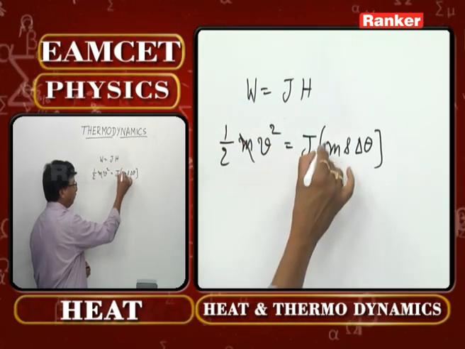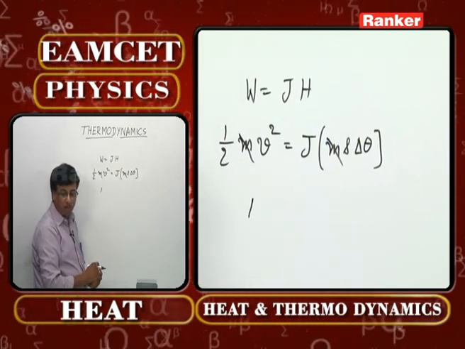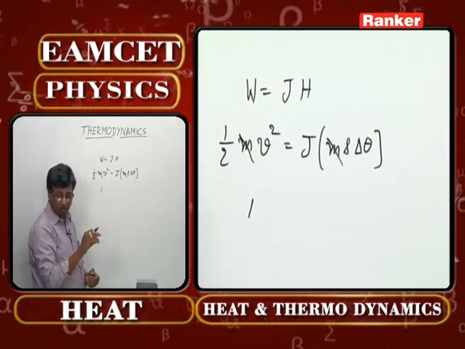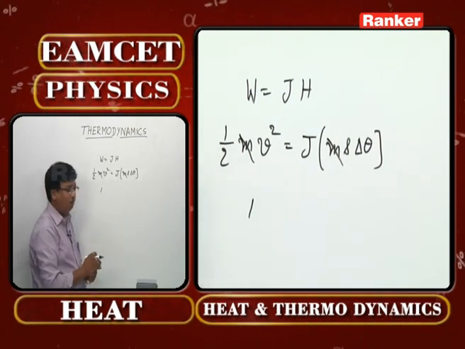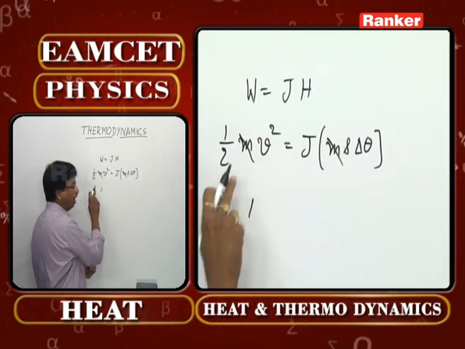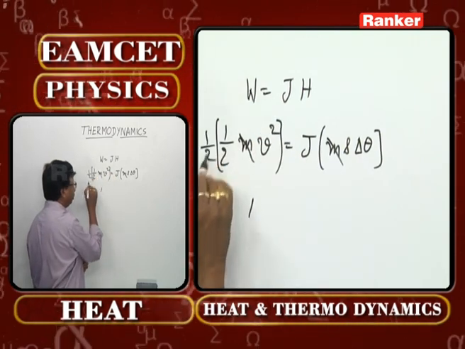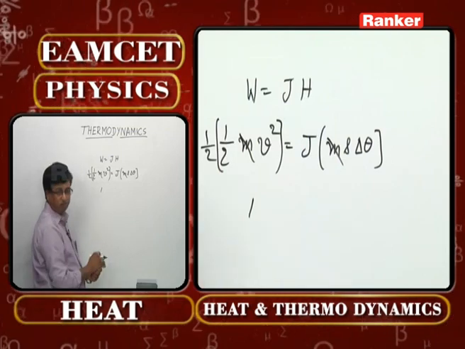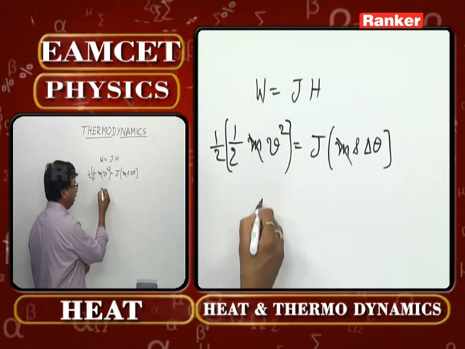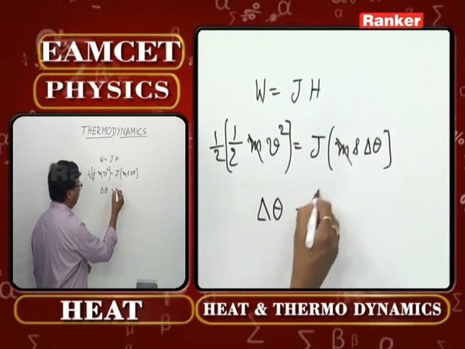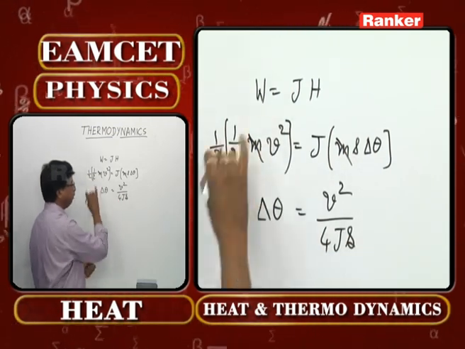Once again, mass gets cancelled. Our concentration is on delta theta. But be a little careful with the wording of what has been given. If the entire heat energy generated is shared equally between the bullet and the target, what is converted into heat energy here? Half mv square is converted into heat energy. Therefore, only half of this is taken by the bullet. Therefore, half of half mv square is equal to J times ms delta theta. If I write, delta theta now becomes v square by 4JS. This is the concept we have to understand.